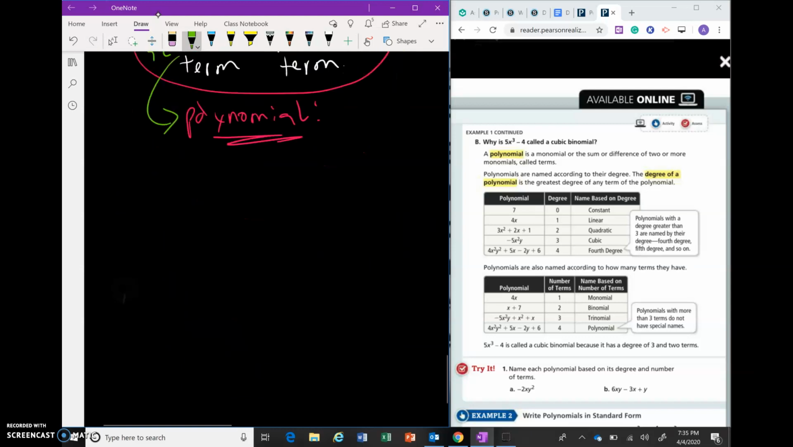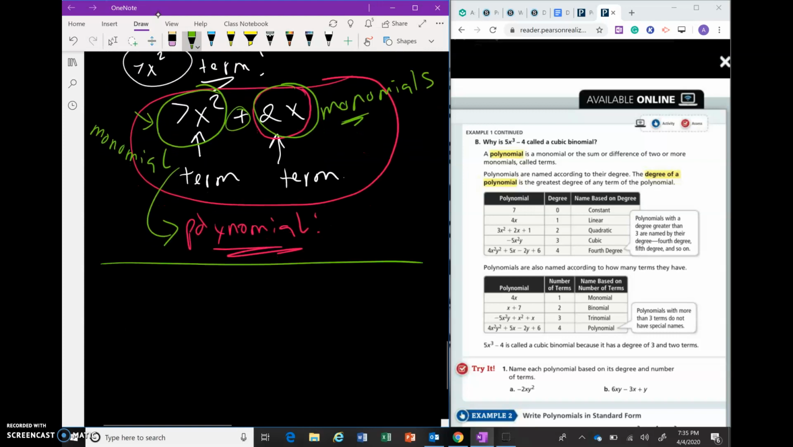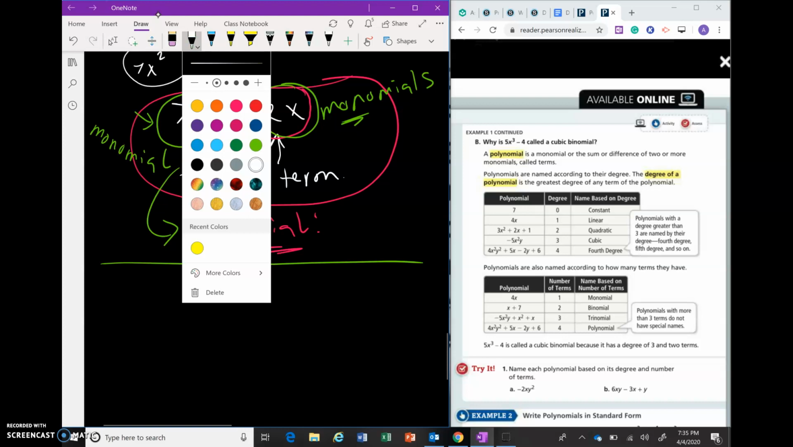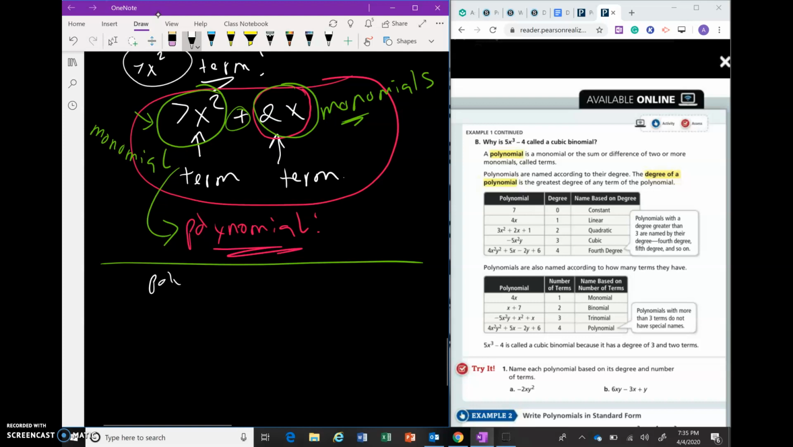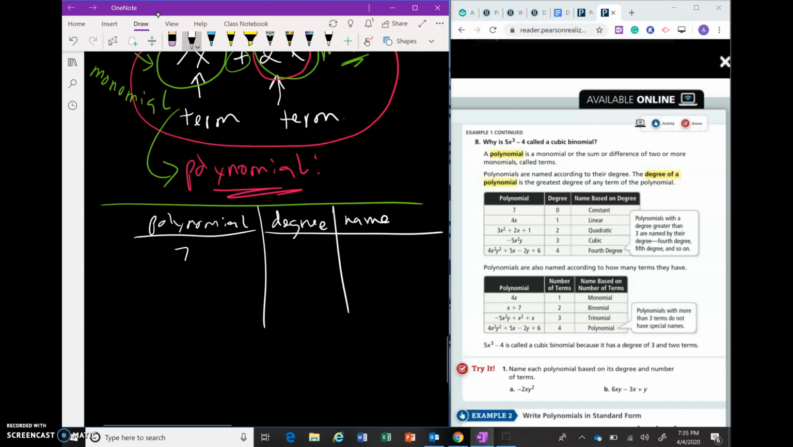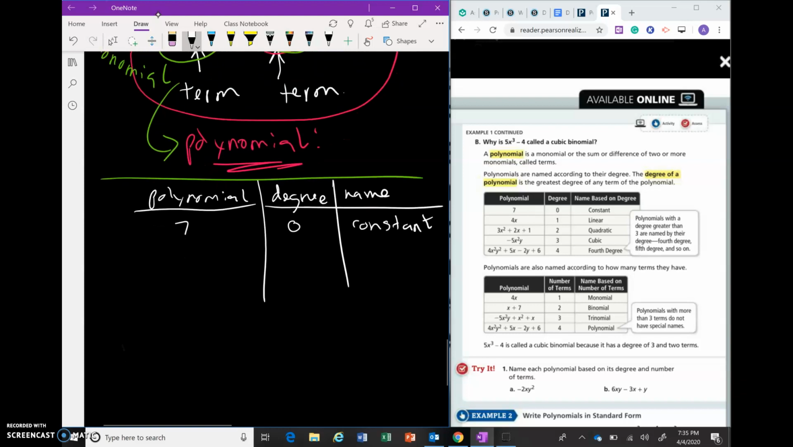Your book gives you a really good table, so let me see if I can go back to the book. The table says polynomial, and then it says degree, and then it says name. If I give you something like 7, this is going to have a degree of 0. We call it a constant. And why do we call it a constant, guys? Remember, this is linear, like a line graphed on a coordinate plane.